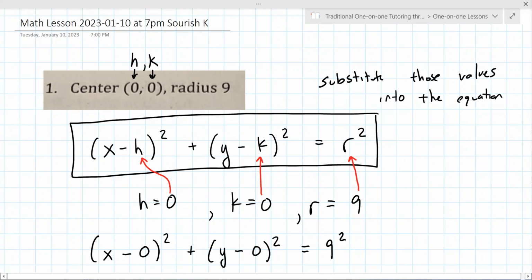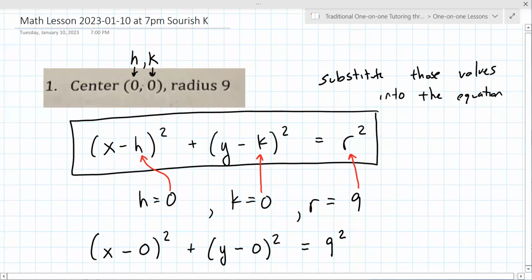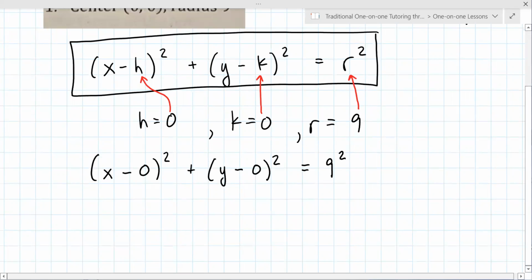Is that okay? Do I have to write it down? Yes. Okay, got it down.